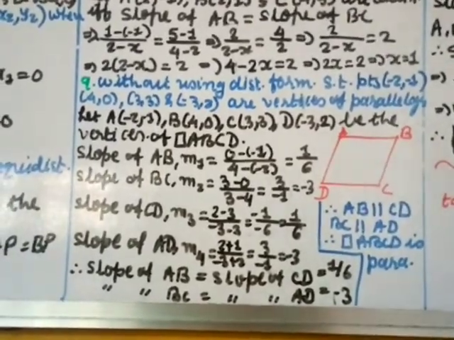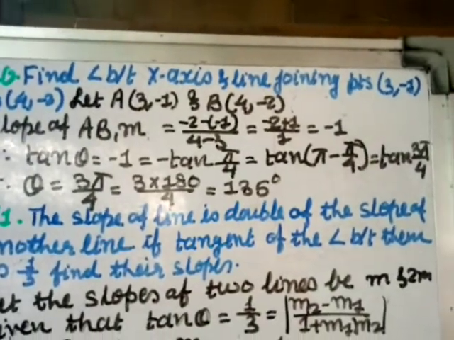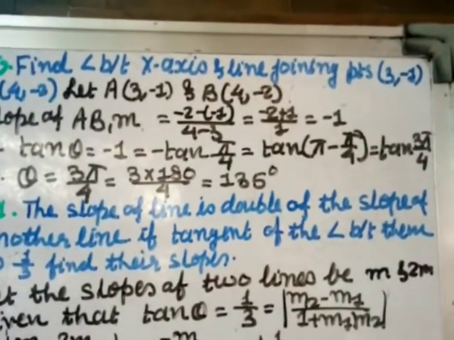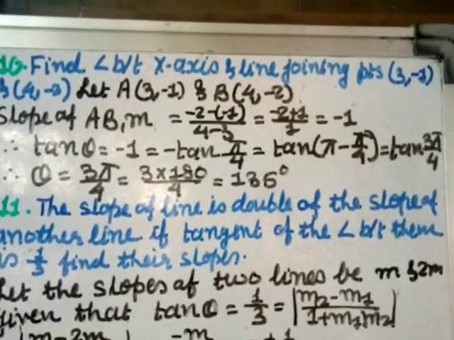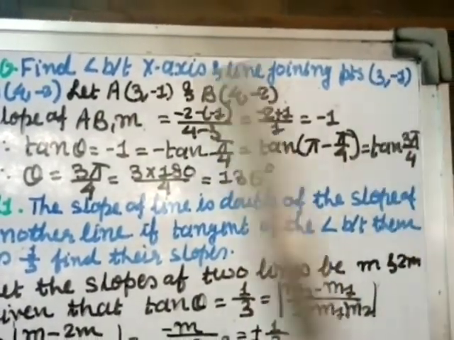This is the figure here. Question number 10. Find the angle between the x-axis and the line joining the points (3, -1) and (4, -2). Let A(3, -1) and B(4, -2). These two I am calling the points. Now let us find the slope of this line.